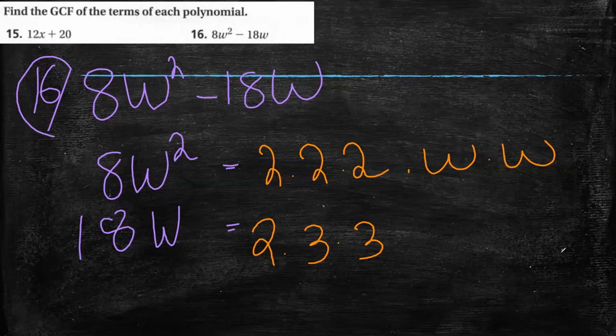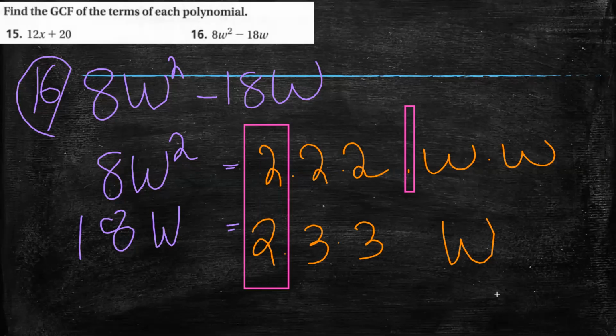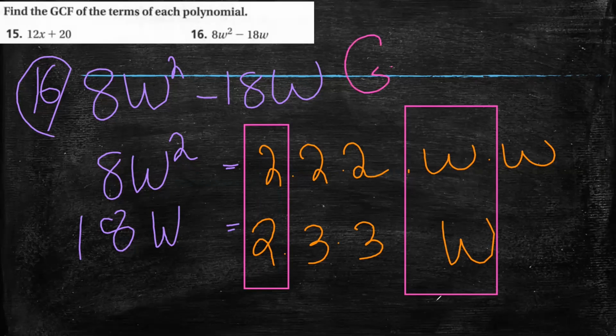Yes. Times w. So now, let's find the common. It is 2 and w. Is it right? Yes. So the greatest common factor here is 2w.